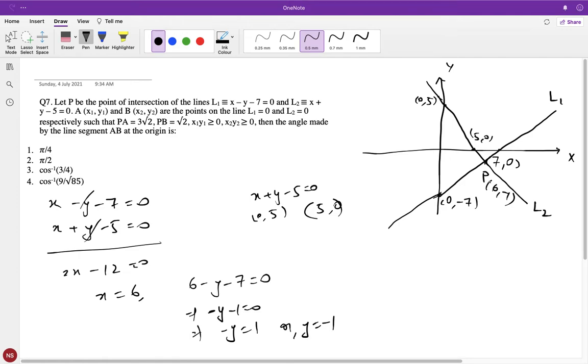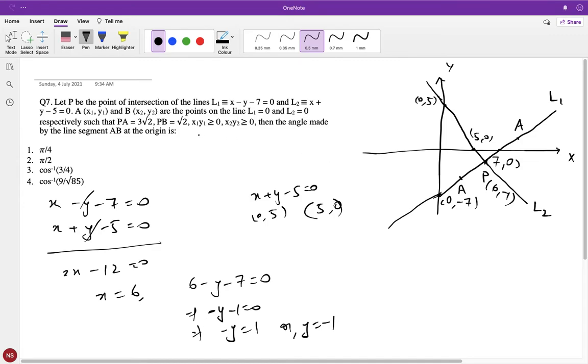Now I am given that there are 2 points A and B on L1 and L2 such that PA is equal to 3 root 2. So either A can be here or A can be here, right? You have to go 3 root 2 away from P, so you can go in this direction or this direction. Only 2 points are possible because point A lies on L1. So this is 3 root 2 and this is 3 root 2.